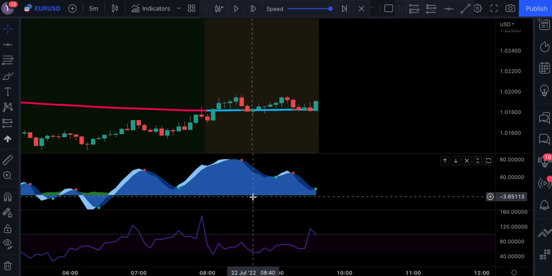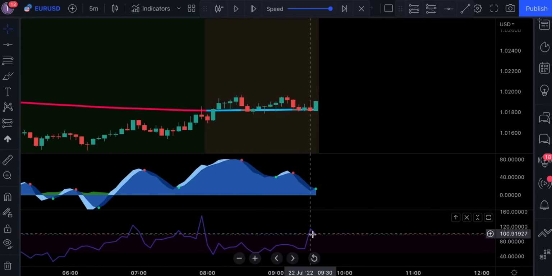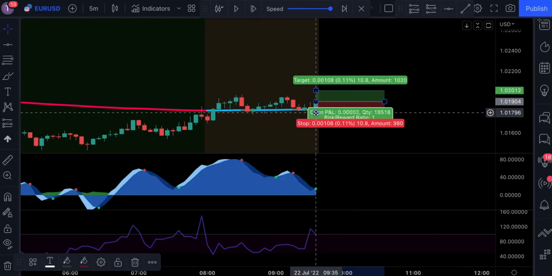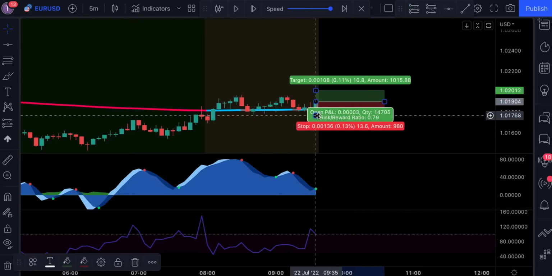And the last condition will be to have this volume line sitting above the 100 level. Our stop loss will be set slightly below the recent swing low, and we're going to be targeting 1.5 times the risk.